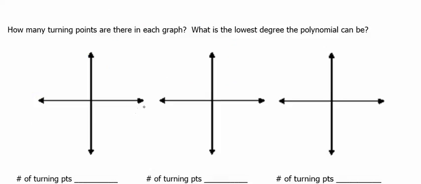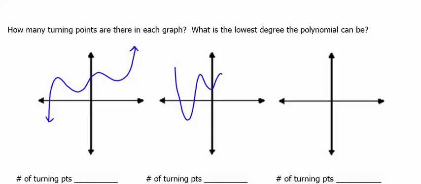Now, how many turning points are there in each graph? Let's just make sure that we understand. I'm going to draw some pretty cool graphs here, if I do say so myself. Now, how many turning points are there in each graph? The first has 1, 2, 3, 4 turning points.